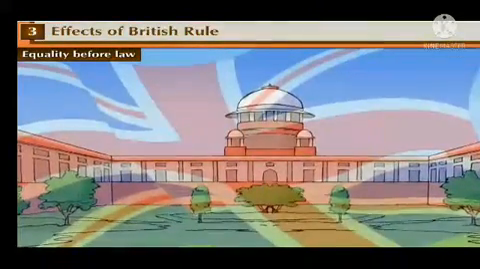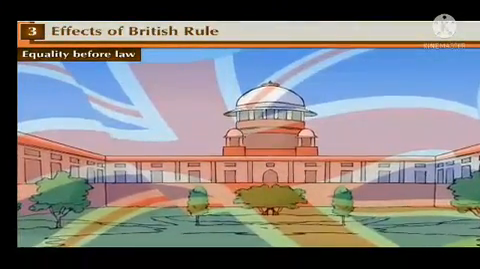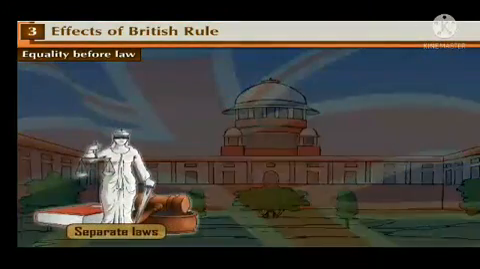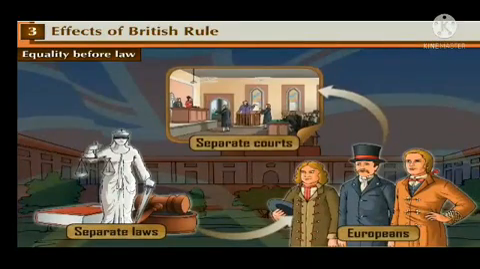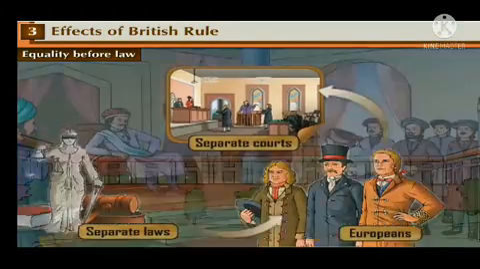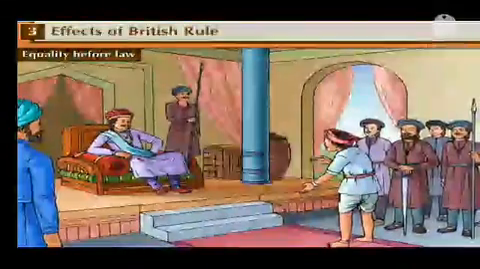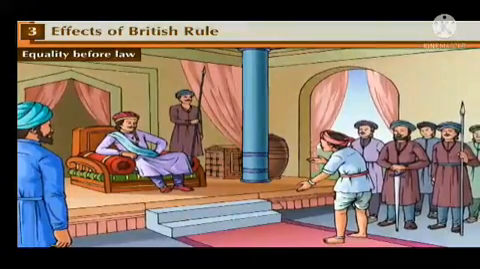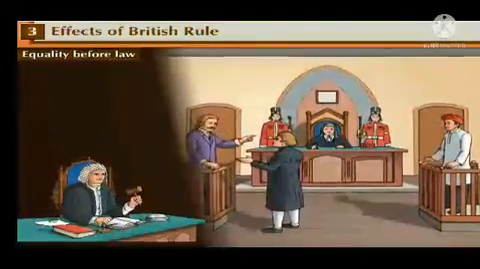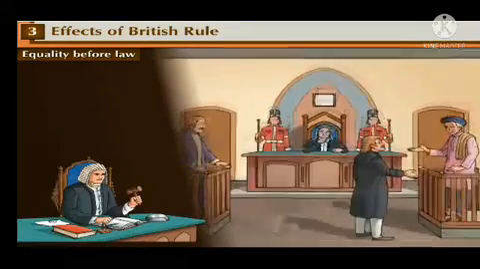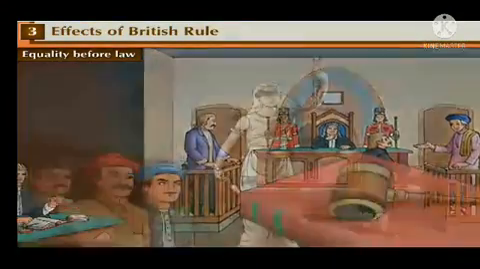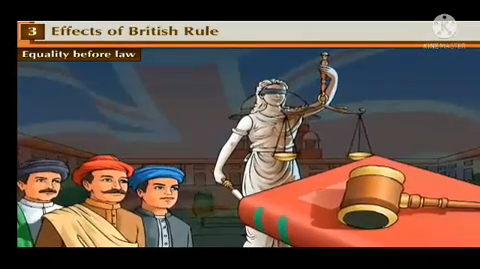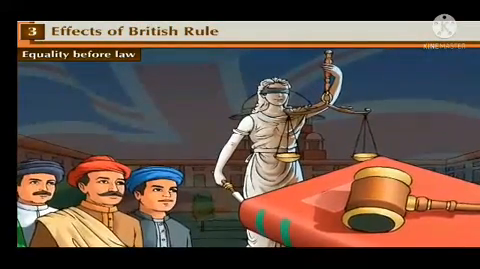The new judicial system had certain faults. What were those faults? There were separate laws for Europeans and separate courts for their trials. Earlier, the traditional judicial system was simple and dispensation of justice was quick. The new judicial system was complex and trials continued for years. Common people did not understand the new laws. Moreover, they found it very expensive.